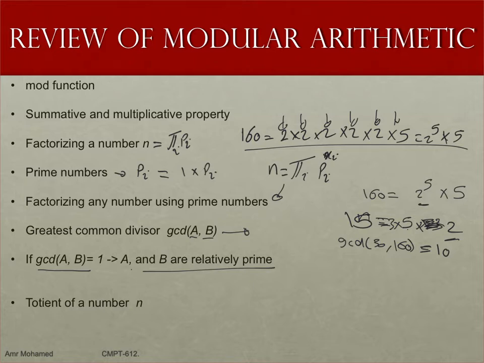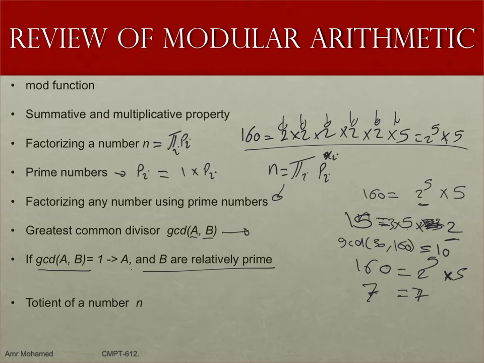if we say 160, which is 2 to the power 5 times 5, and let's say 7. Is there anything common between them? In that case, the only greatest common divisor is 1, right? 1 divides anything.